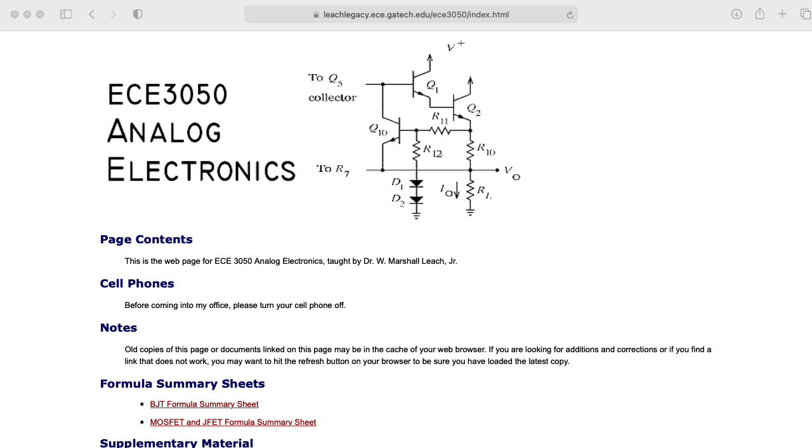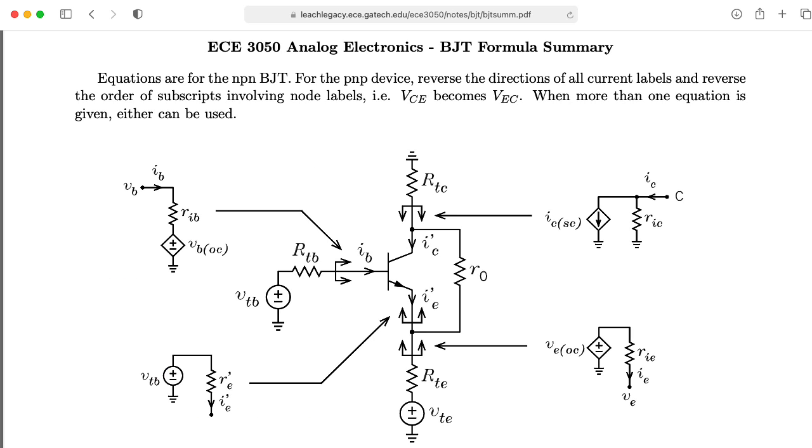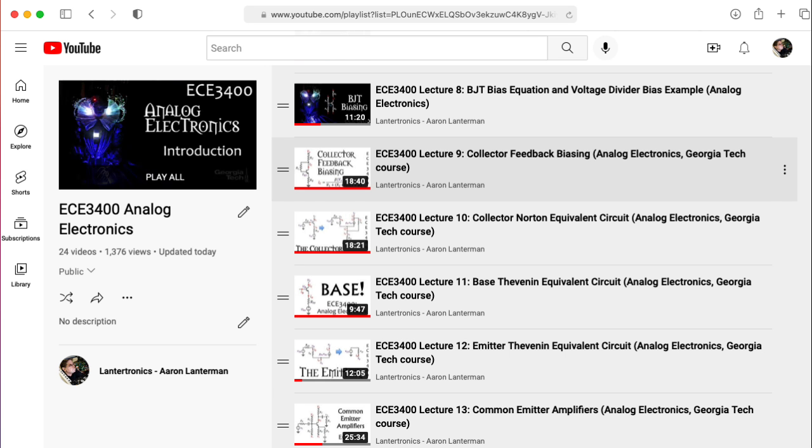As usual, we'll conduct our studies using a set of Thevenin and Norton equivalents developed by Professor Marshall Leach, and you can find these equivalents summarized on his BJT formula sheet. We derived these equivalent circuits in some previous lectures.